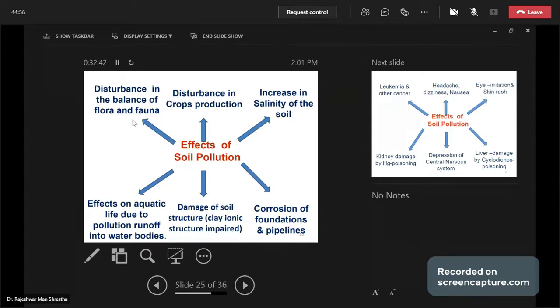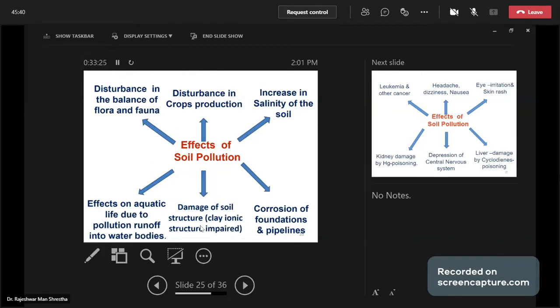Disturbance in the balance of flora and fauna. The balance of plants also decreases, and there is disturbance in crop production. When soil is polluted, that will cause a reduction in crop production and an increase in the salinity of soil. The salty nature of soil also increases, and there is an effect on agricultural animal life due to pollution runoff into water. The pollution from water bodies affects animal life, and soil pollution, when carried by water flowing from the soil, will affect aquatic life.